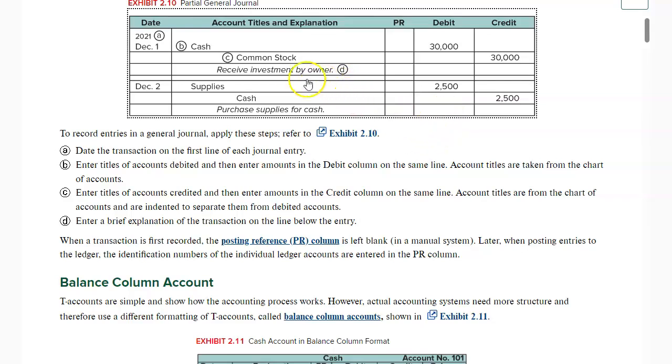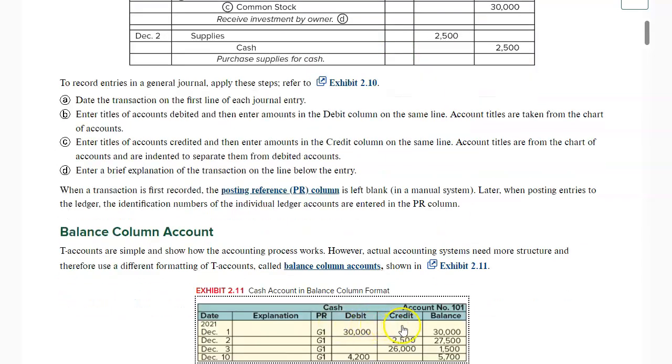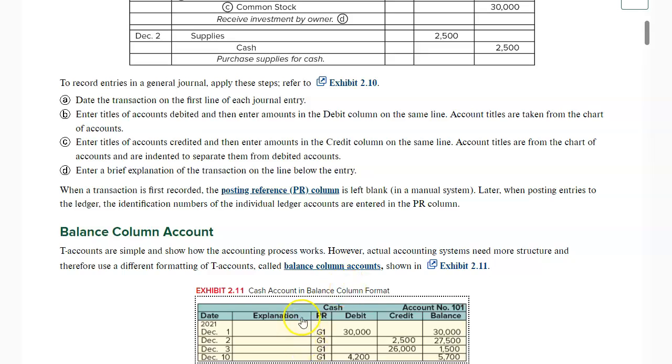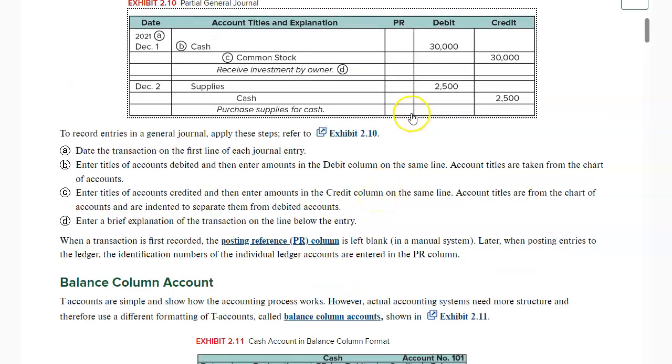And then we'll go and we'll post the common stock one. And when we get that into the, I think, 300 or 301 account, whichever one it is, as a credit to common stock, then we would come up here and we would put that account number there. The same thing with supplies. When we enter this $2,500 as a debit to the supplies account, in the supplies account, we'd put G1 again because that's the page it comes from. And in the general journal, we would post the account number.